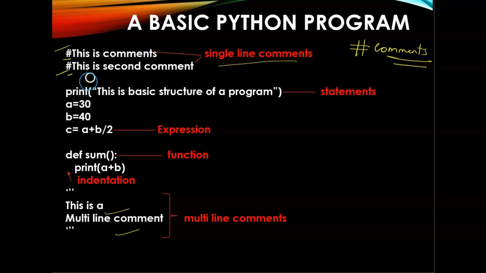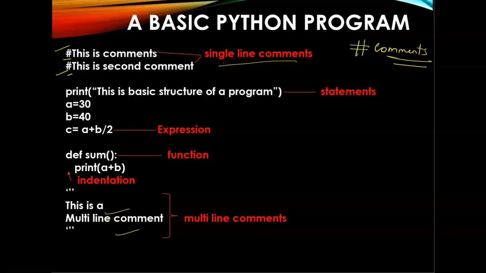The next one is the statements. A simple line with any function is called a statement in Python. Here the print function is given. This is the basic structure of the program. We are asking it to print this basic structure of the program. So simply we can call this a statement.